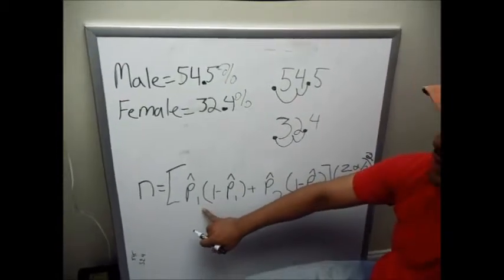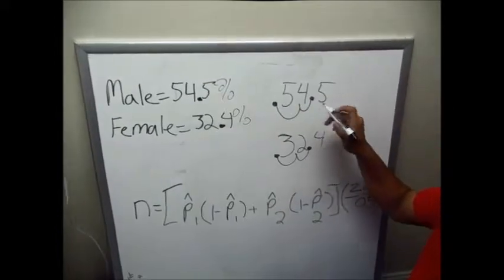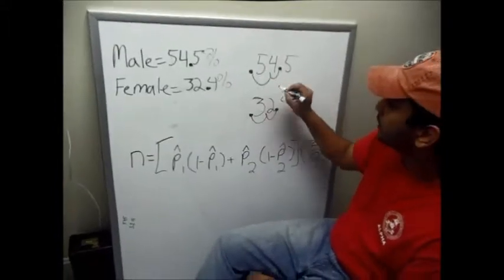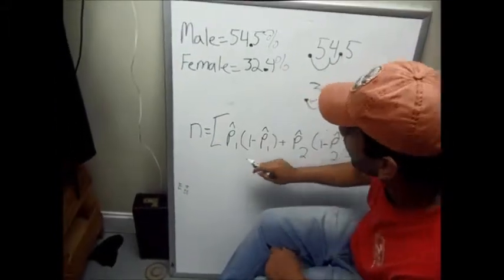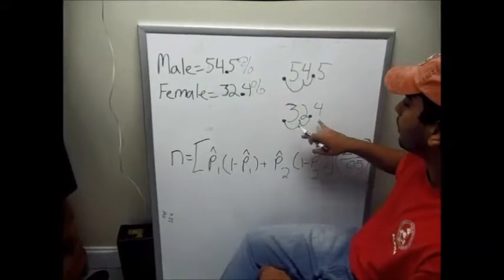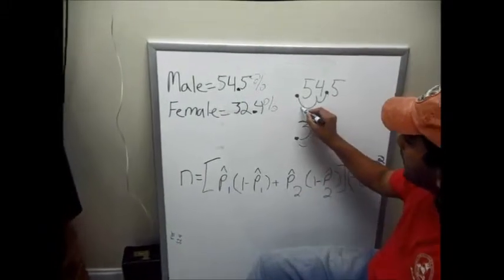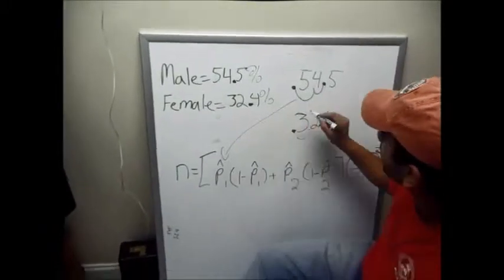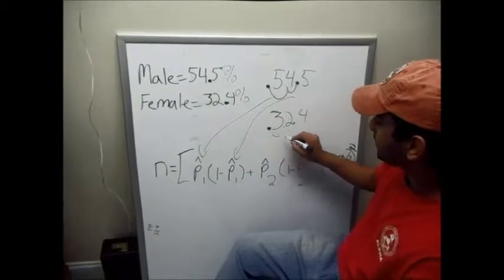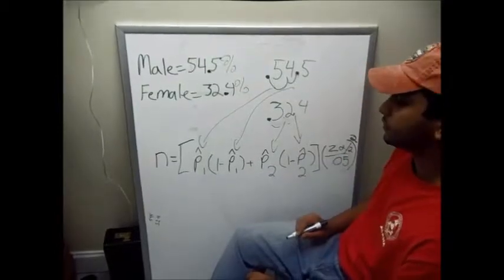To put your p hat in here, you have to take it from a percentage and put it into a decimal. So you move your decimal place over two times. So you get 0.545 for your p hat sub 1, and then 0.324 for your p hat sub 2. So this p hat sub 1 is 0.545, and this p hat sub 2 is 0.324.